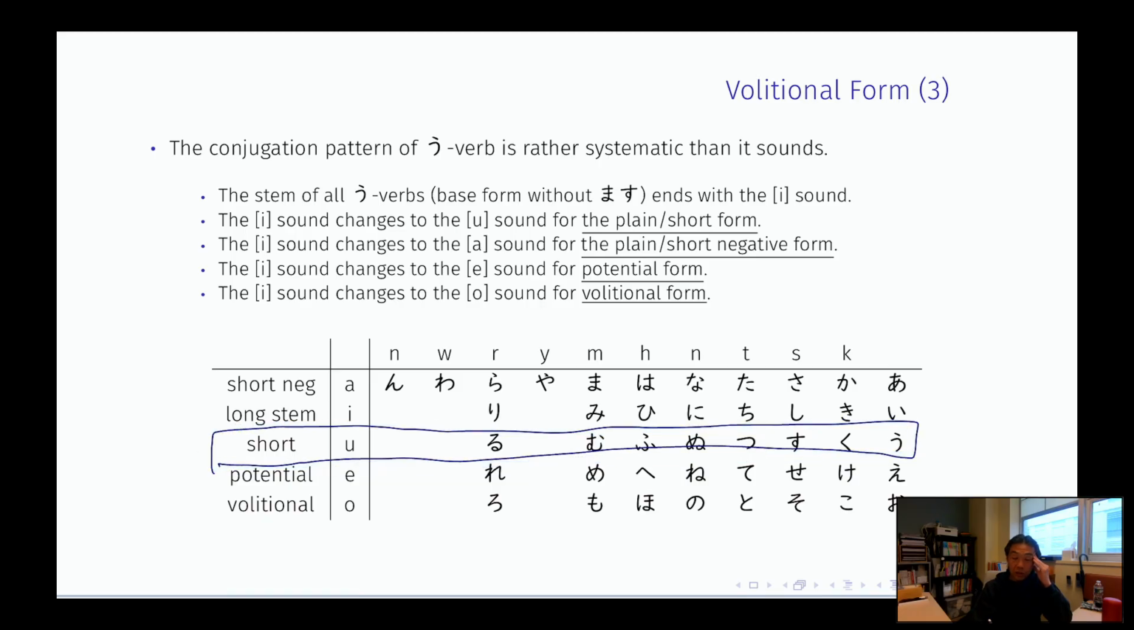Okay. If you want to change the short form to long form, you go up here. Okay. 会う becomes 会います。書く is 書きます。話す is 話します。待つ、待ちます。死ぬ、死にます。遊ぶ、遊びます。読む、読みます。帰る、帰ります。So this line is reserved for long form.